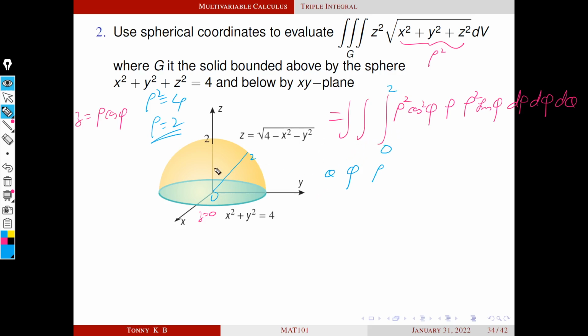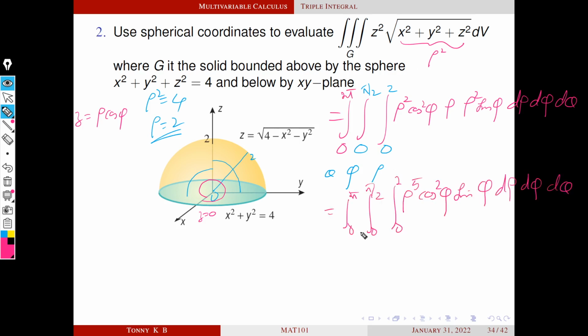The next one, phi. To cover the solid, we have to integrate over the solid. Phi should vary from 0 up to here, in any direction, that means 0 to pi by 2. And last one, theta. To cover this solid, theta is varying over the full circle, that means from 0 to 2 pi. So this is the setup of this triple integral in spherical coordinates.